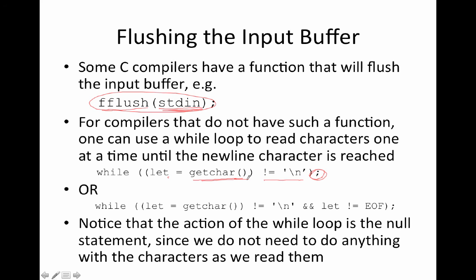Sometimes you also need to check for the end of file. So we say while the variable that gets the value of getchar is not equal to the new line, and not at the end of the file. Again, notice that in both cases the action of the while loop is the empty statement, or the null statement. We just want to keep moving past the next character until we've gotten rid of everything. Obviously, if your compiler has a flush function, that's easier. If not, you can use this kind of while loop to get rid of all extra characters that might be in the input buffer.